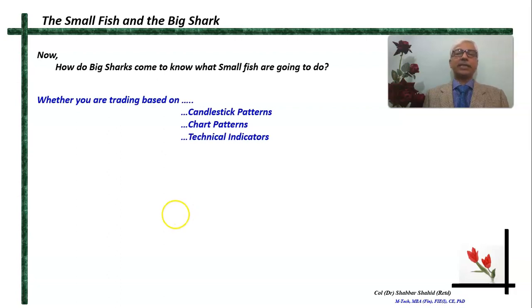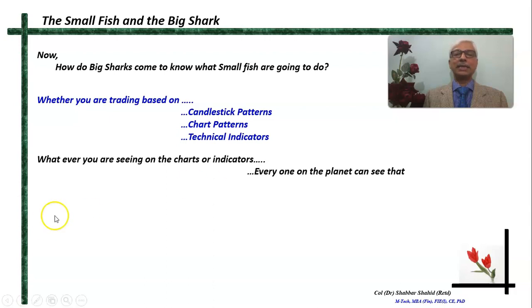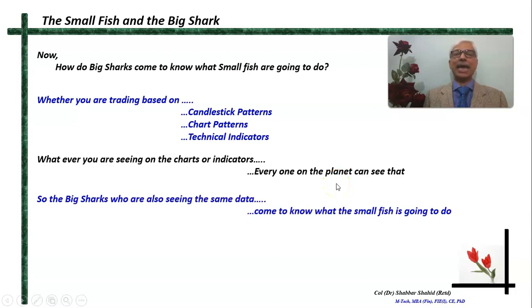You see, if you are trading in the stock market, you are either looking at the candlestick patterns, or the chart patterns, or the technical indicators, or some other thing, and then you are taking your trade. You are not just gambling. Some data you are following. Whatever you are looking at, the same data, the same charts, the same indicators are available to everyone on this planet, including the big sharks. So the big sharks actually know what you are going to do because they are also looking at the same data. Got the point? And that is how they lay the trap.